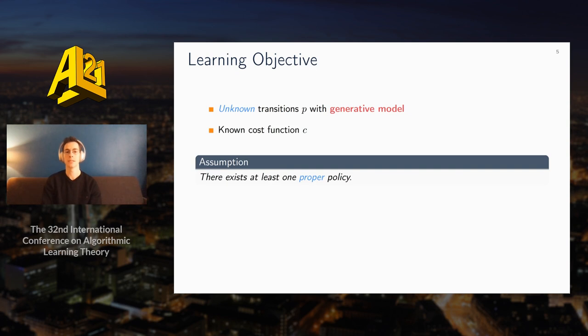So now let's detail our learning objective. We consider an SSP with unknown transitions P with access to a generative model, which for any state-action pair (s,a) returns a sample drawn from P. Without loss of generality, we also consider a known and deterministic cost function c. We make the standard assumption that there exists at least one proper policy. And we ask the question, how many calls to the generative model are sufficient to compute a near-optimal policy with high probability?